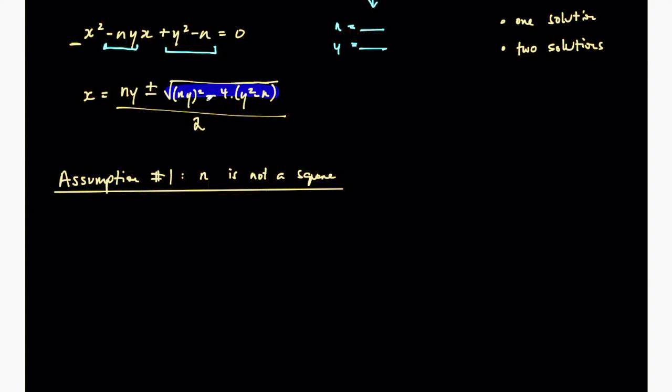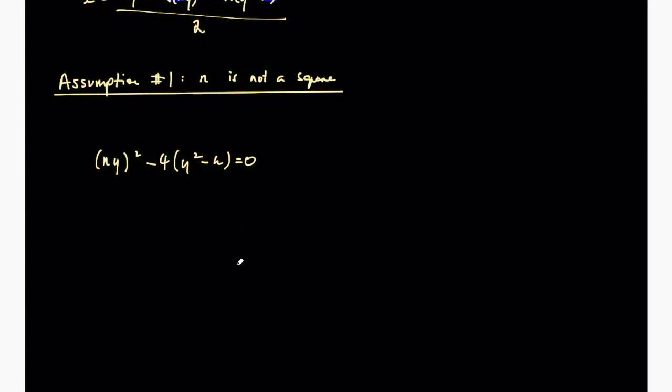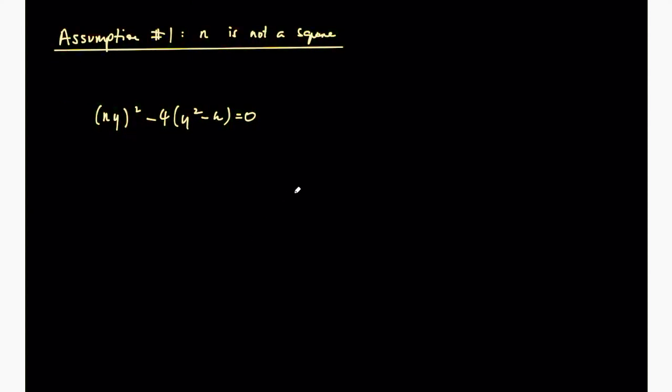So I want to show this can't equal 0. So I'm going to say that ny all squared, take 4 times y squared, take n. Well, let's assume that it does equal 0. Again, this is like a mini proof by contradiction within the larger proof. Again, part of what makes this problem so difficult is there's so many different parts to it. But let's assume this is 0. What would we get here?